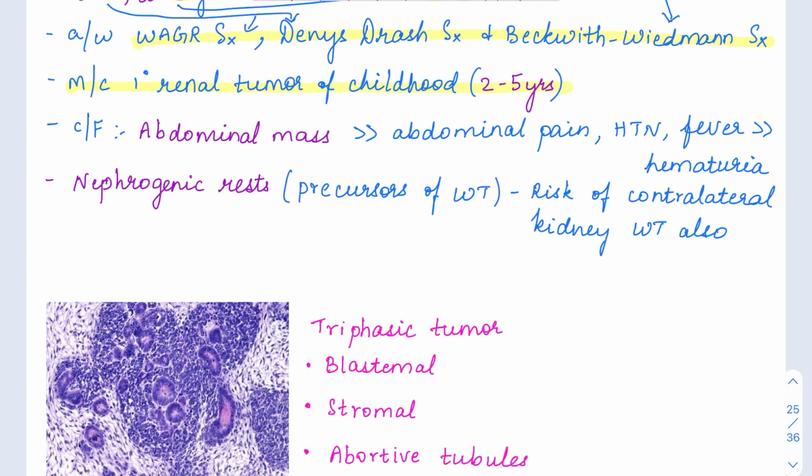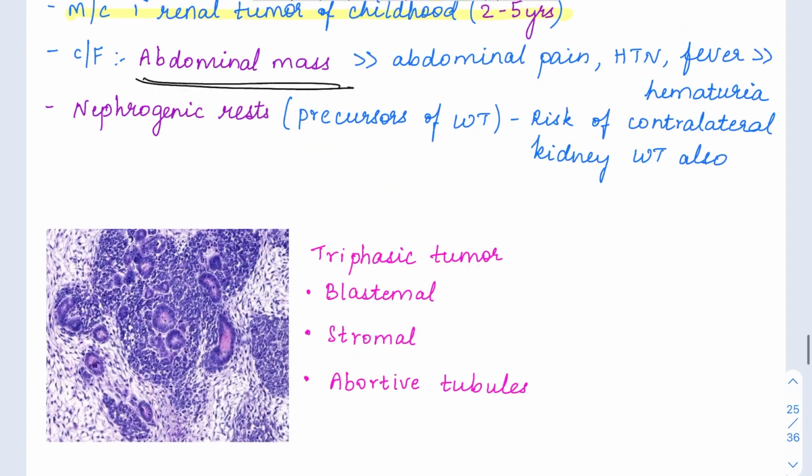So classically, how does Wilm's tumor present? Usually the classical history given will be by the mother. So the mother, while feeding, would have felt an abdominal mass. So other than that, usually renal tumors present with hematuria, but in Wilm's tumor, it is the abdominal mass presentation which is quite common.